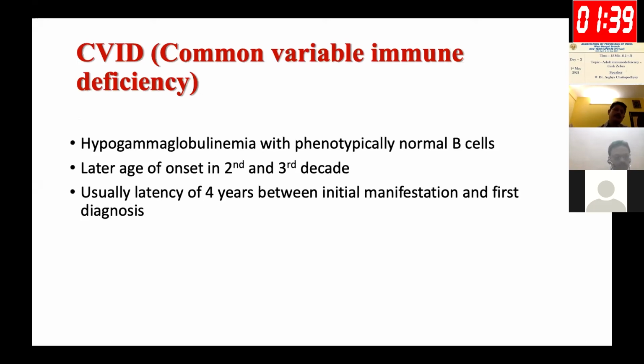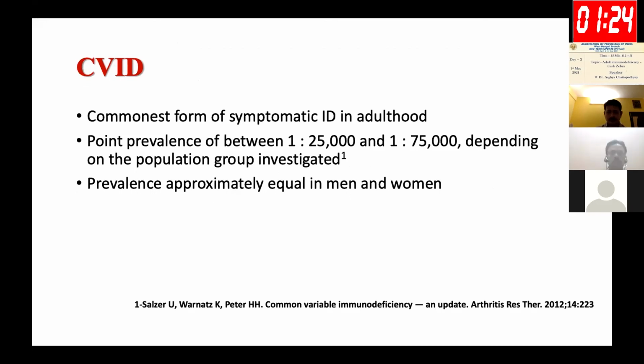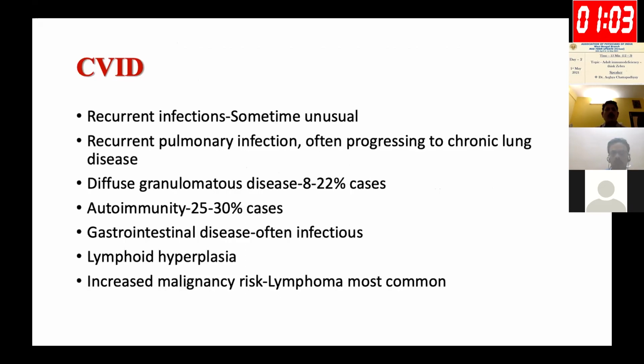The presentation is at a later age of onset, the second and third decade, and usually there is a latency of 4 years between the initial manifestation and diagnosis because of rampant use of antibiotics, and we often don't think of primary immune deficiency in these settings. This is the commonest form of symptomatic immune deficiency in adults. If you look at asymptomatic, IgA deficiency is the commonest, but among symptomatic primary immune deficiency disorders, CVID is the commonest, and it's equally present in men and women.